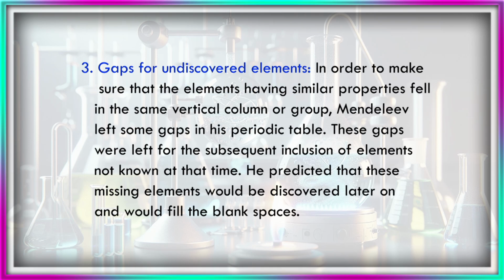3. Gaps for undiscovered elements. In order to make sure that the elements having similar properties fell in the same vertical column or group, Mendeleev left some gaps in his periodic table. These gaps were left for the subsequent inclusion of elements not known at that time. He predicted that these missing elements would be discovered later on and would fill the blank spaces.